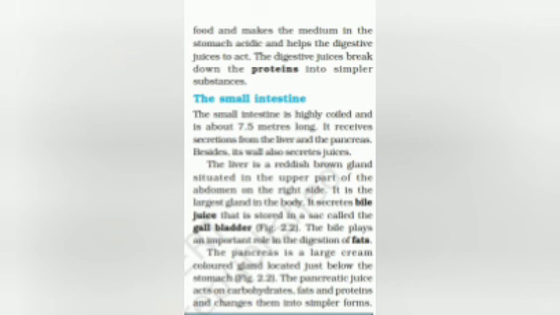The digestive juice, they break down the proteins into the simpler substances. तो डाइजेस्टिव जूस का क्या काम है, प्रोटीन जो हम खाते हैं ना फूड में, उसको ब्रेक डाउन करना सिंपल सब्सटेंस. You know what is the simplest form of protein, it is amino acid.